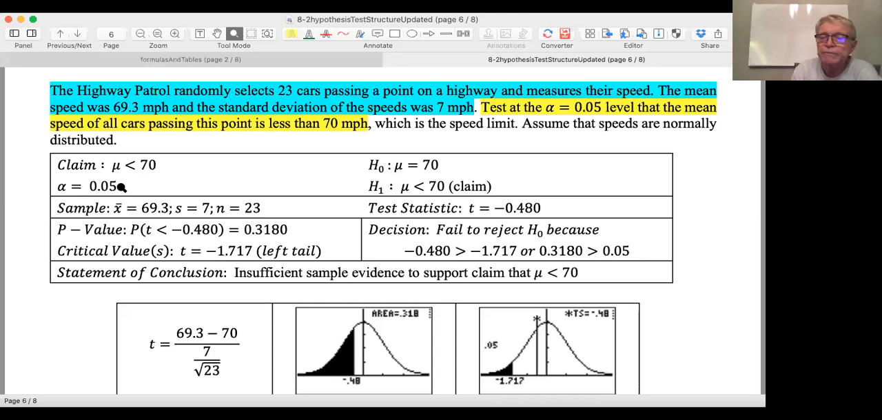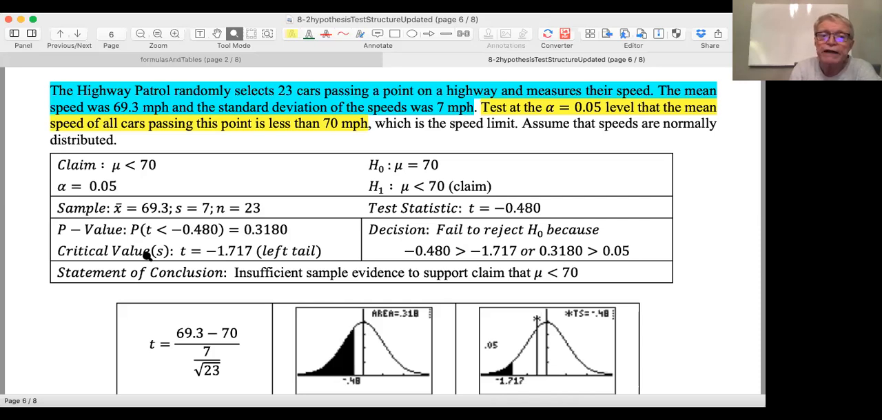Alpha. If the p-value is less than or equal to alpha, and remember this is a rule that you have to memorize, we will reject the null hypothesis. We will reject H0, okay? So having this information right here, knowing that we got a p-value, we would compare it to alpha, and we would say we fail to reject H0 because 0.3180, the p-value, is greater than 0.05, okay? That's our decision. We're done with that.